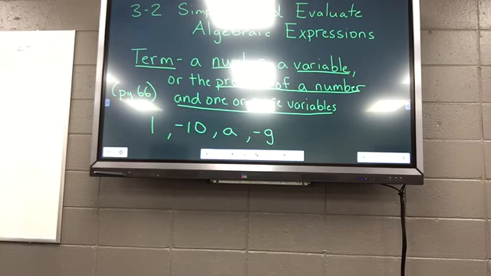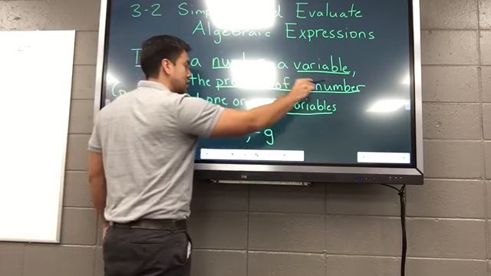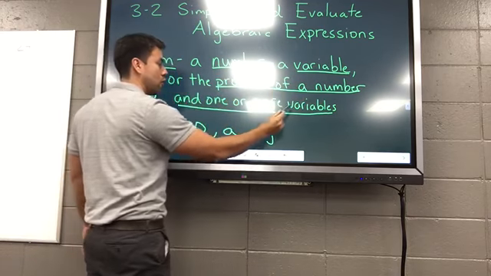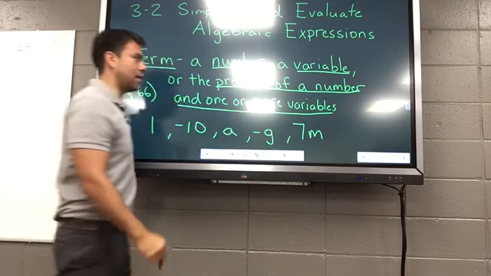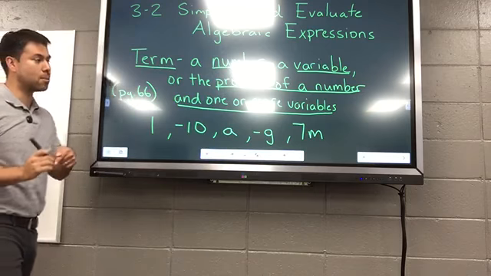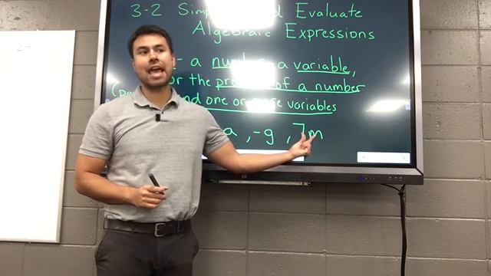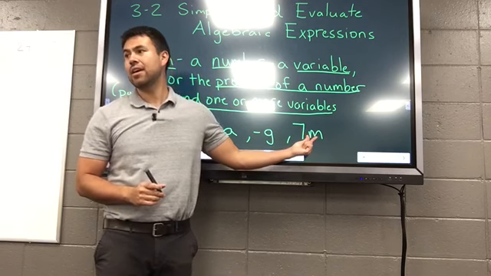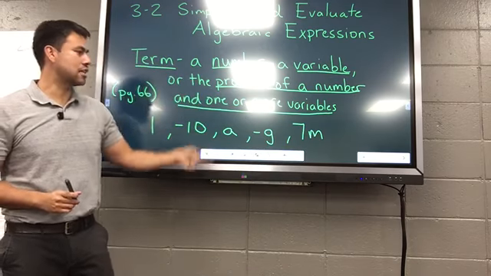Okay. Now, the last one says product. Do you guys remember our keywords? Yeah, product refers to multiplication. So the multiplication of a number and one or more variables. That's an example of a product of a number and one variable. So what's going on between these two, 7 and m? They're being multiplied. So is that a term? According to our definition, it is.